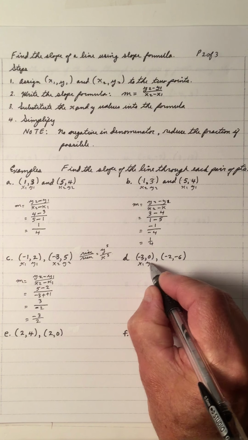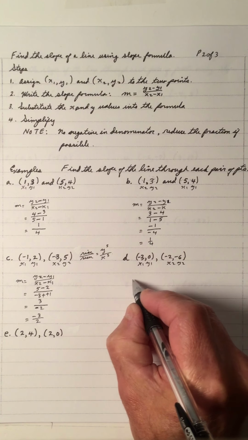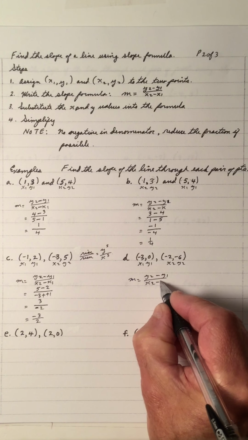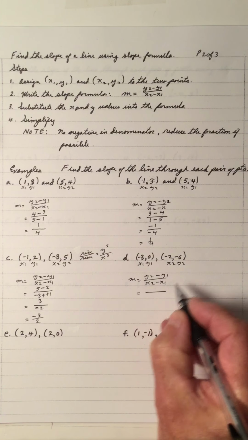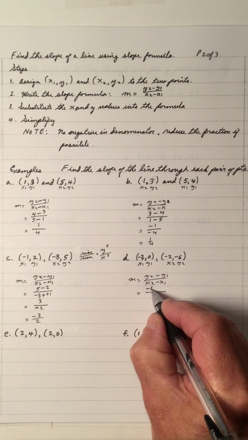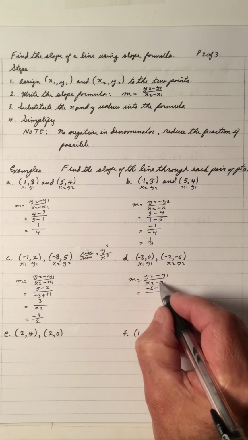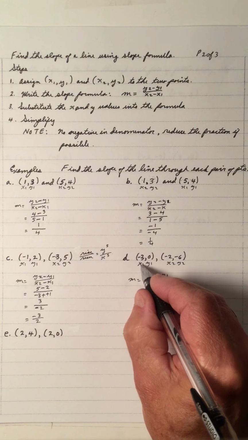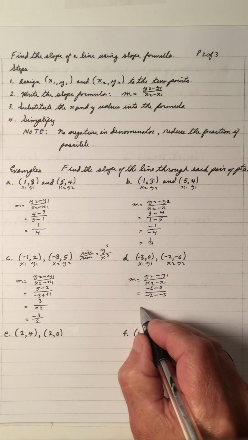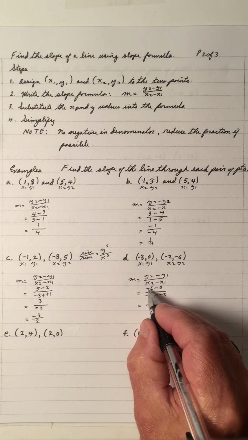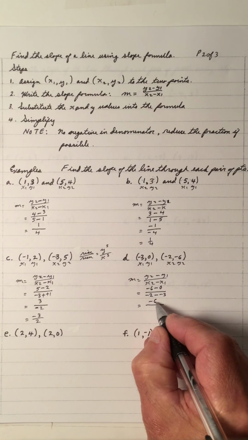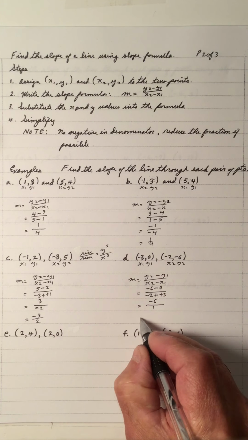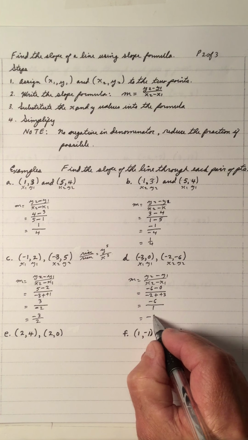D, x1, y1, x2, y2. Slope formula is y2 minus y1 over x2 minus x1. Draw your line. y2 is negative 6. Subtract. y1 is 0. x2 is negative 2. Subtract. x1, which is negative 3. And we simplify the numerator and denominator. Negative 6 subtract 0 is negative 6. Double negative becomes a positive. Negative 2 plus 3 is 1. And negative 6 divided by 1 is just negative 6.